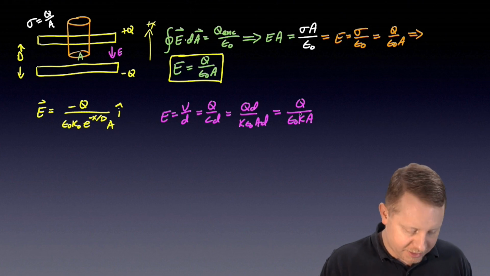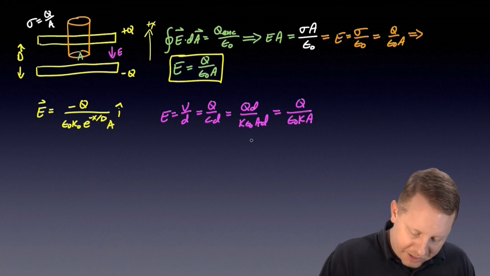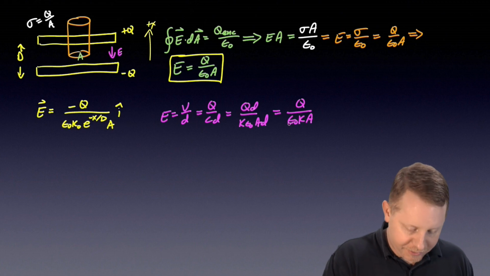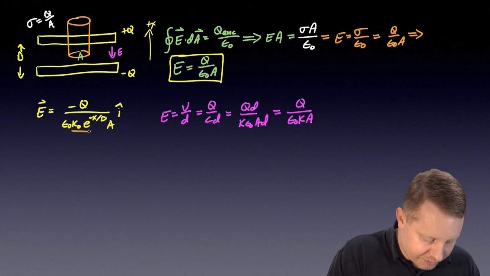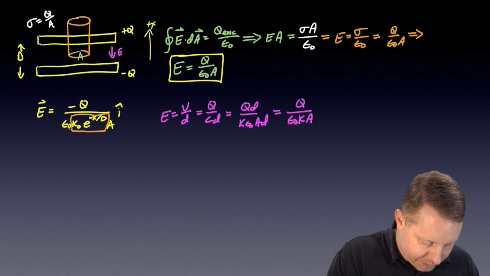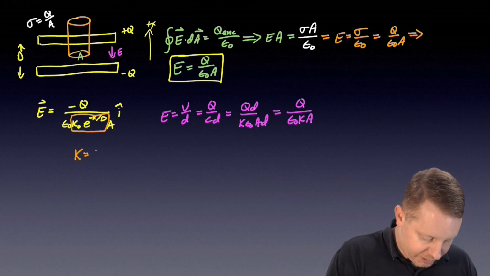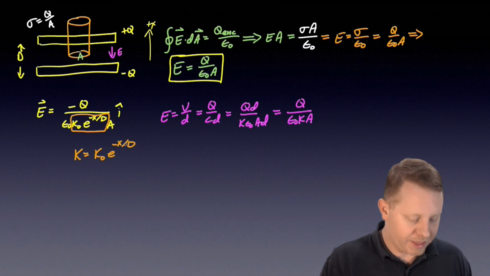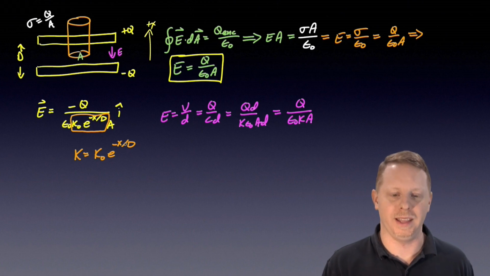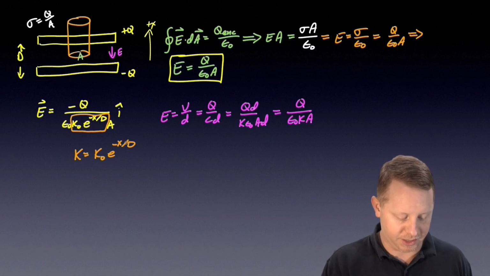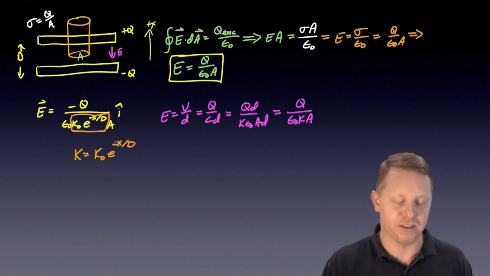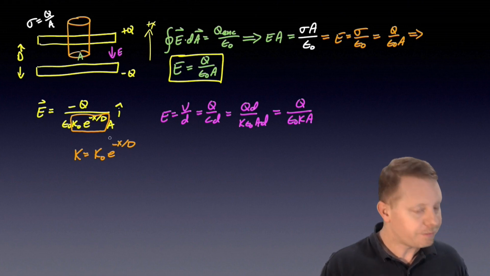The only thing I see that's different, if I analyze here, is that we've got A and A, and epsilon naught and epsilon naught. Instead of kappa, I now have this expression. So that would tell me that kappa is equal to kappa naught e to the minus x over d. That's what I would answer for part B, and now we've expressed that as a function of x.